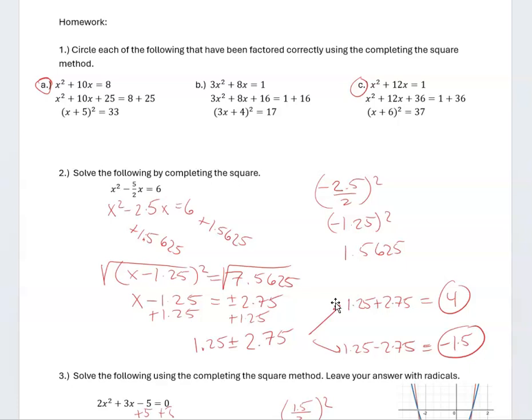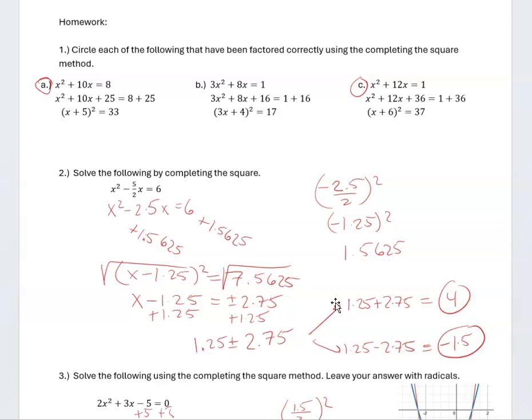That works. The next one, you would actually have to divide by 3 before you did anything. So the fact that they did half of b and squared it, you can't do that. That's not going to work. And if you actually tried to foil the 3x plus 4 times 3x plus 4, you would not get 3x squared plus 8x plus 16.